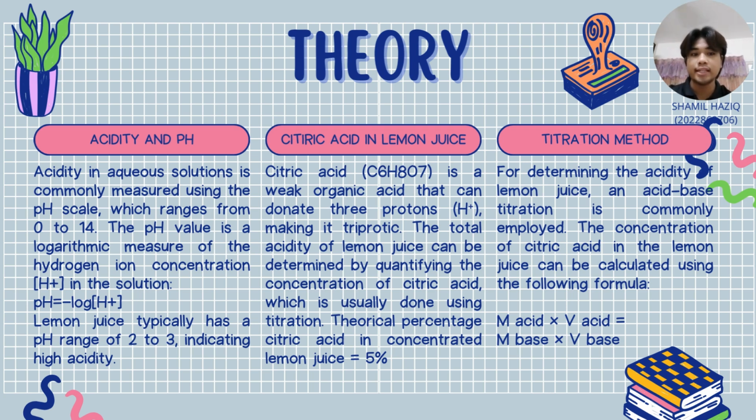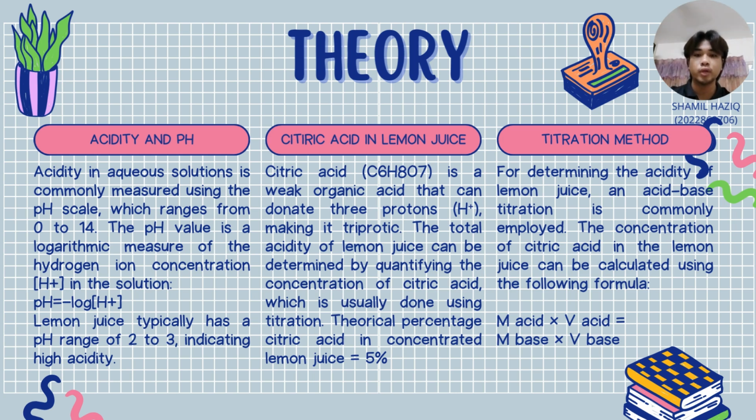The second one is citric acid in lemon juice. Citric acid is a weak organic acid that can donate 3 protons, H+, making it triprotic. The total acidity of lemon juice can be determined by quantifying the concentration of citric acid, which is usually done using titration. Theoretical percentage of citric acid in concentrated lemon juice is equal to 5%.